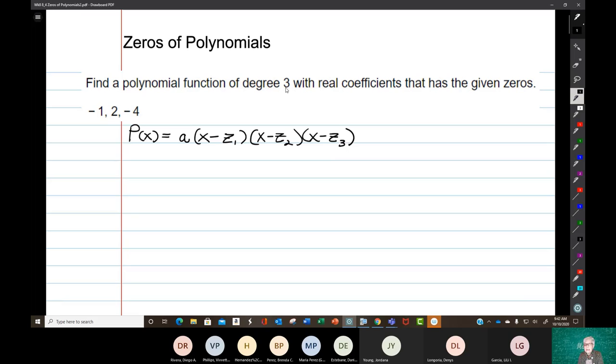Here, because we're told that this is a polynomial of degree 3, that means there will be only 3 zeros. This is whatever zero 1 is, this is whatever zero 2 is, this is whatever zero 3 is. And notice that there is an A there, but right now we're not going to talk about it. For now it's just going to be 1. That makes it invisible. If it's 1, you can't see it. Now, since these are in this order, I'll just say that this is Z1, this is Z2, and this is Z3. And we are going to generate a polynomial based on what those zeros are.